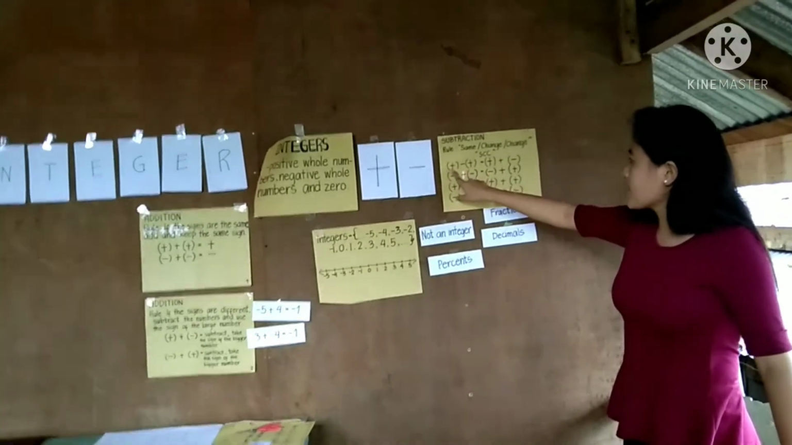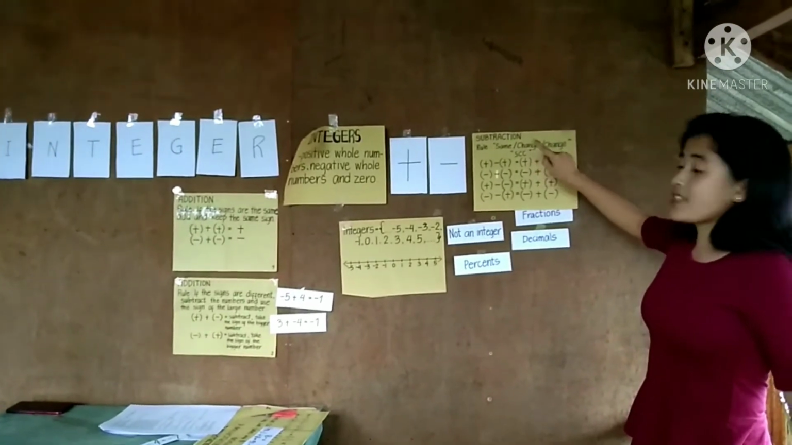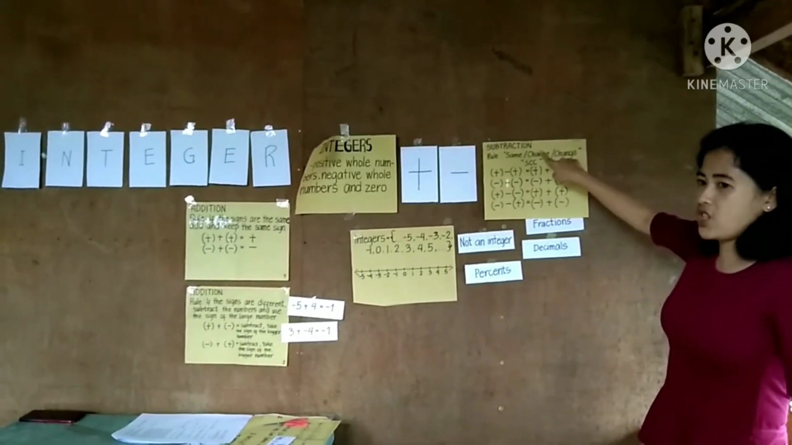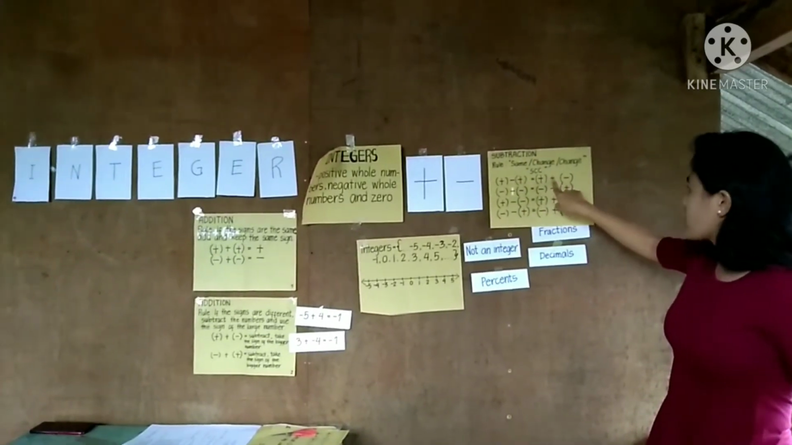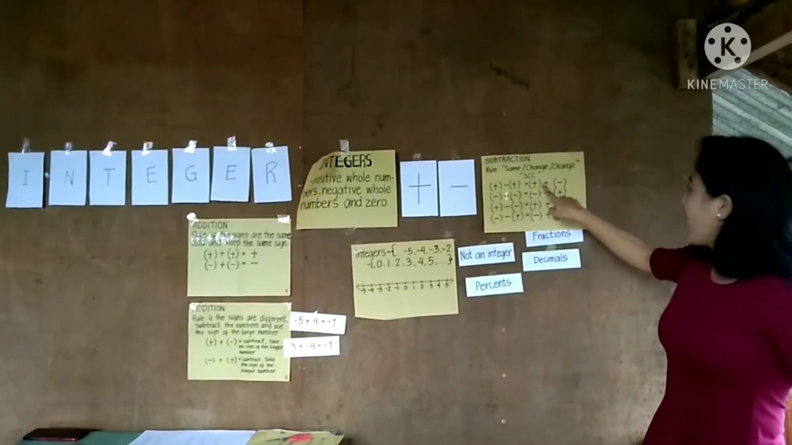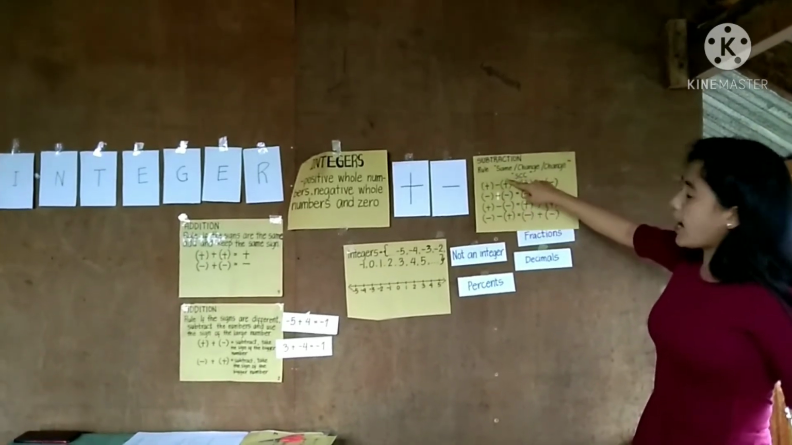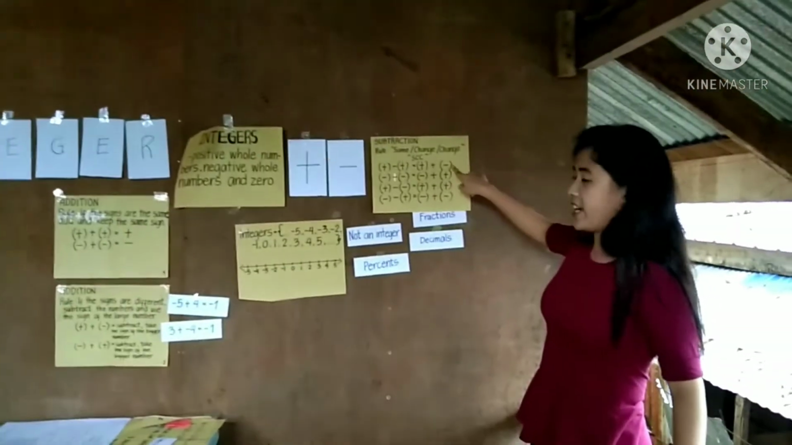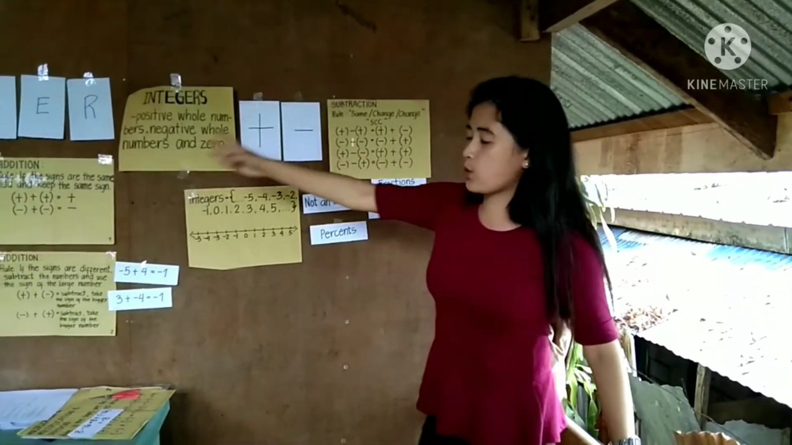So for example, positive minus positive. The first number stays the same, so si positive gihapon. The second one, change. You change the operation from subtraction to addition. So si minus, mahimong add. Ang ikatulong nga rule, change. I-change nimo ang sign sa second number. So si positive, mahimo siyang negative. Unya, mo-proceed na ka sa addition. Mubalik ka sa rule sa addition.